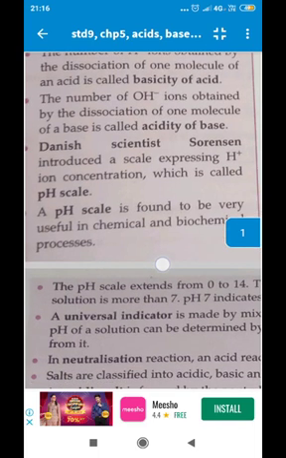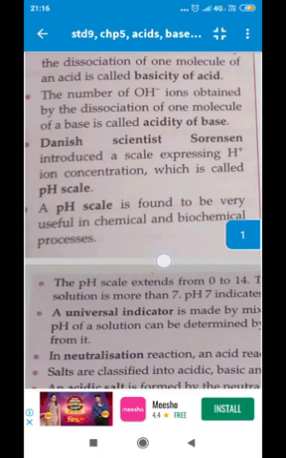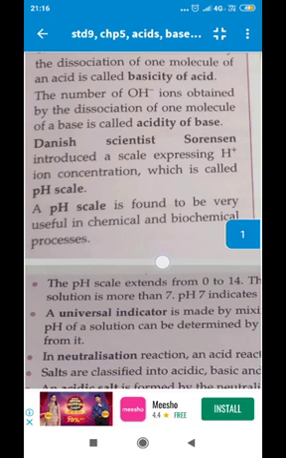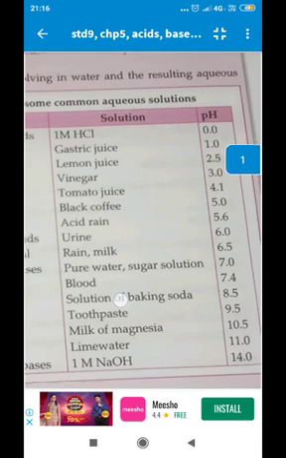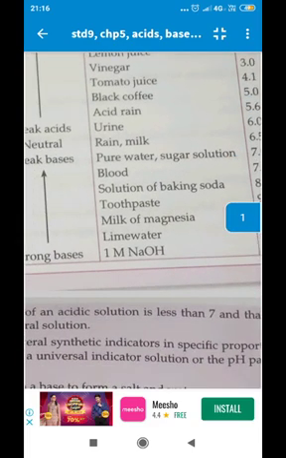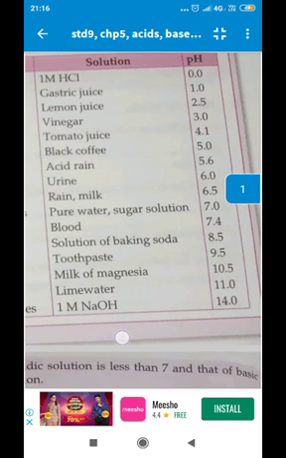The Danish scientist Sorensen introduced a scale expressing H plus ion concentration, which is called the pH scale. Now, what is the importance of this pH scale? The pH scale is found to be very useful in chemical and biochemical processes. See how it measures. It goes from 0.0 to 14. From 0.0 to 6.9, we call them acids. The smaller the number, the greater is the acidity. Similarly, from 7.1 to 14, the smaller the number, the weaker is the base, and the bigger the number, the stronger is the base.